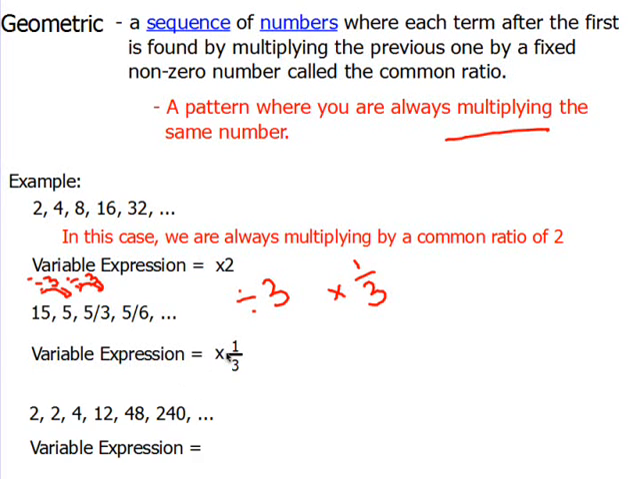Times 1/3. Alright, over here, this looks like you multiplied by 1, times 2, times 3, times 4, and times 5. So you multiplied it by something, and it kept increasing, so we're going to go x plus 1 on that. So that's what my variable expression is going to be.